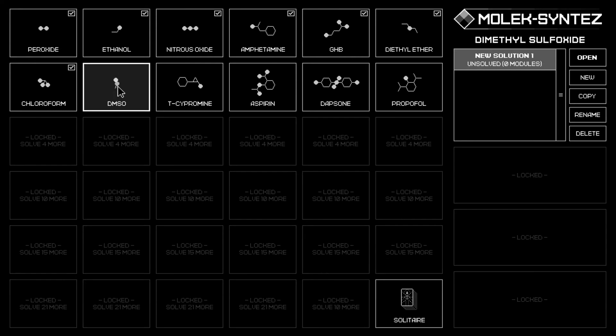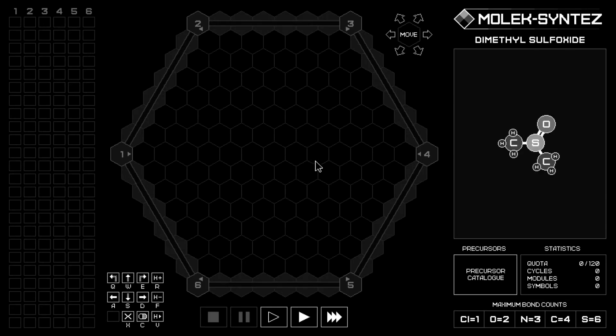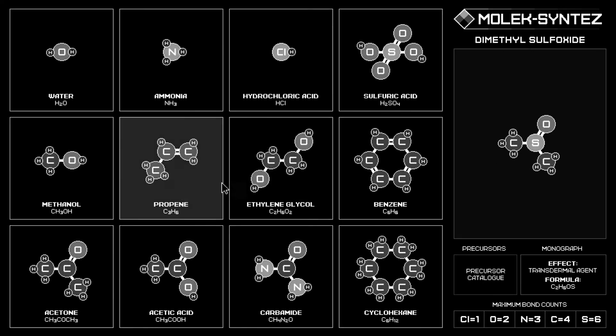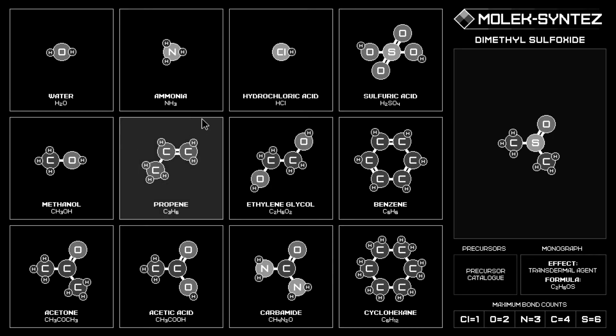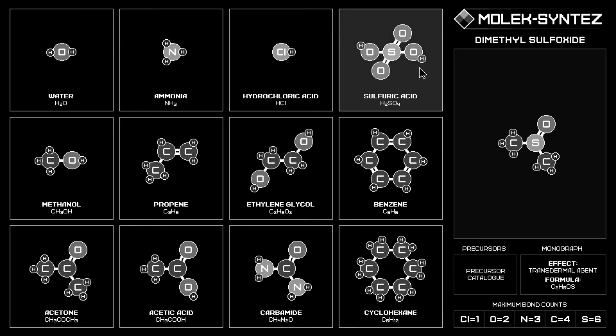So DMS, dimethyl sulfoxide. Dimethyl would be 2 CH3 groups. Sulfoxide, sulfur and oxygen, I'm assuming. So sulfur double bonded with oxygen, and 2 methyl groups on carbon. Yes. So the easiest way to extract methyl groups would be methanol. But sulfur we only have as sulfuric acid, so we'll have to break that down.